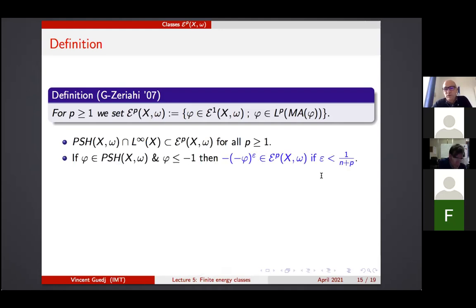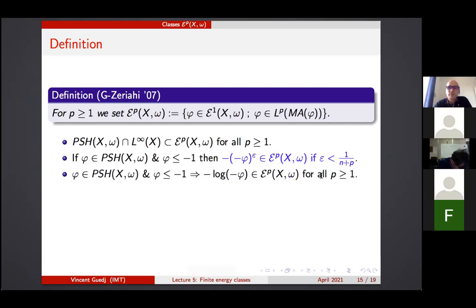EP contains a lot of unbounded functions, but you need to be more demanding. So the same recipe cooks up functions in EP, but you need to raise to a small power, which is even smaller than for E1. You need to raise to a power strictly less than 1 divided by n plus p. So the same recipe works, being a bit more demanding. And in the same spirit, if you are even more smashing the singularities, if you look at minus log of minus phi, then you end up with a function which is in EP for any p.